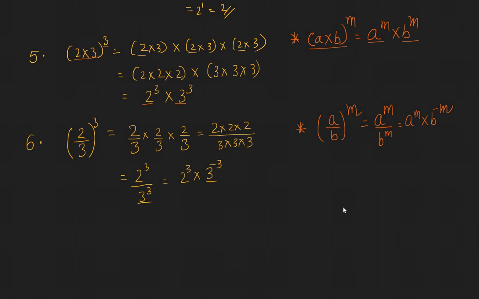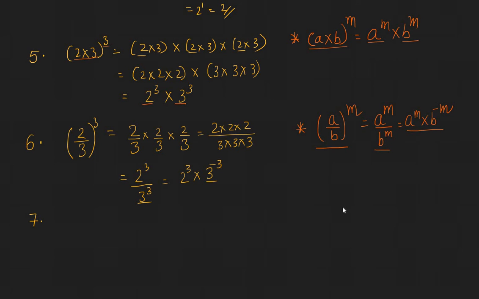So here is the generalized form. If you got this, then you're right. A by b power m is a power m by b power m, which can also be written as a power m into b power minus m. All right, so let's look at the next rule, the seventh one.